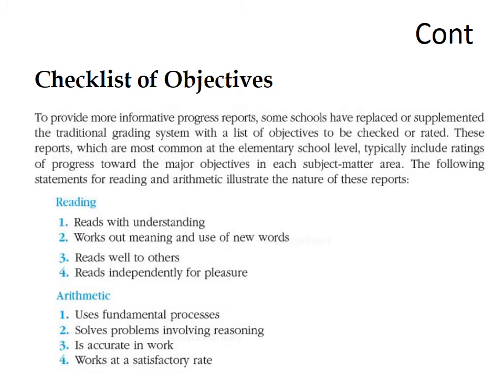The third type of grading and reporting system is the checklist of objectives. To provide more informative progress reports, some schools have replaced or supplemented the traditional grading system with a list of objectives to be checked or rated. These reports, which are most common at the elementary school level, typically include ratings of progress toward a major objective in each subject area. The following examples of reading and arithmetic illustrate the nature of these reports. For example, in the reading subject, you can make these objectives: read with understanding, work out meaning and use of new words, and you rate the student by using these objectives.